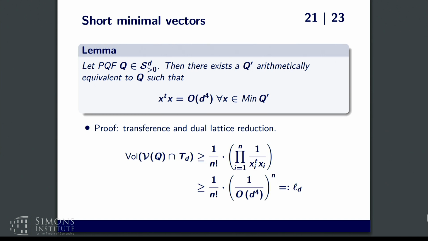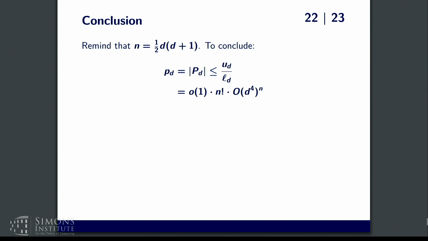Okay, and now we can just plug this in, and we get that the volume is at most this thing, which we choose as our lower bound. Well, and then we are basically done. The number of these similarity classes is at most the upper bound over the lower bound. The upper bound we didn't need to care about, it's small, and the lower bound if you write it out you get this. And now remind yourself that this n is quadratic in the dimension, so because of this n factorial and this n in the exponent, you get exactly this exponential in the dimension squared. And that's it.